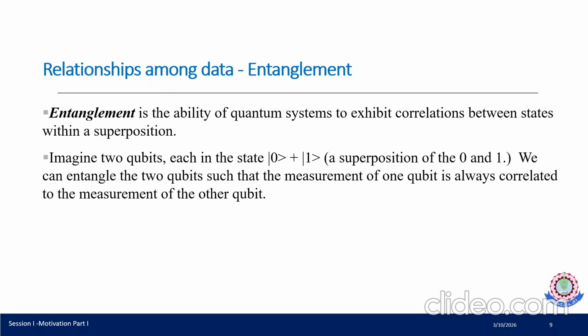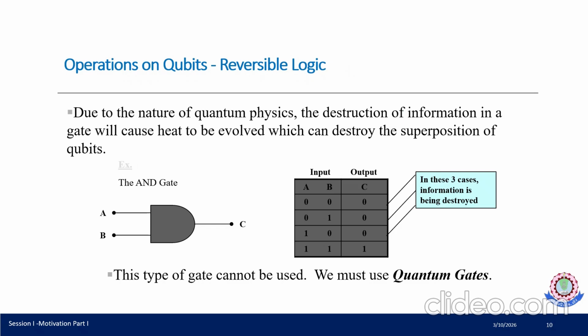It is the ability of quantum systems to exhibit correlations between states within the superposition. Imagine two qubits, each in the state of tau 1 and tau 0, which have to be summed up to reveal the superposition of a bit, either 0 or 1, or half 0 or half 1. We can entangle the two qubits in such a way that the measurement of one qubit is always correlated to the measurement of another qubit. Operations on qubits are related more to digital gates.